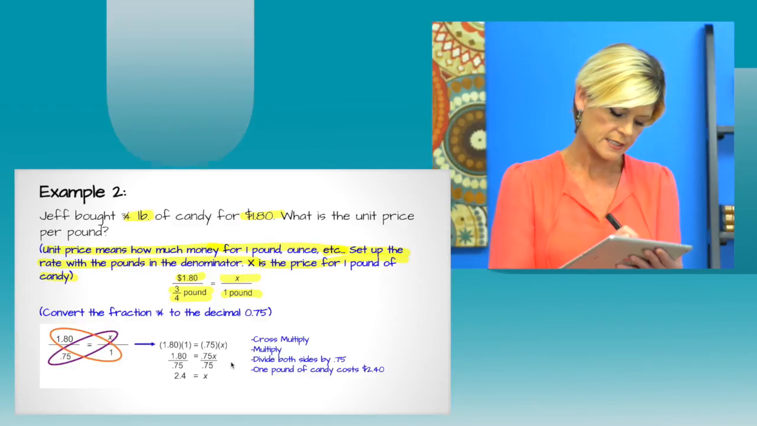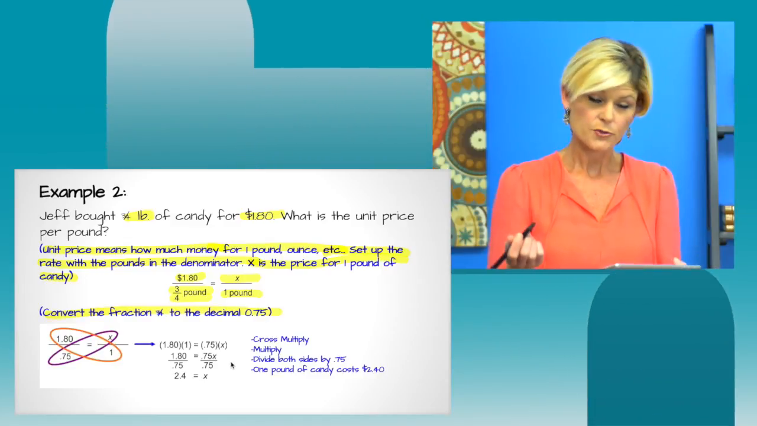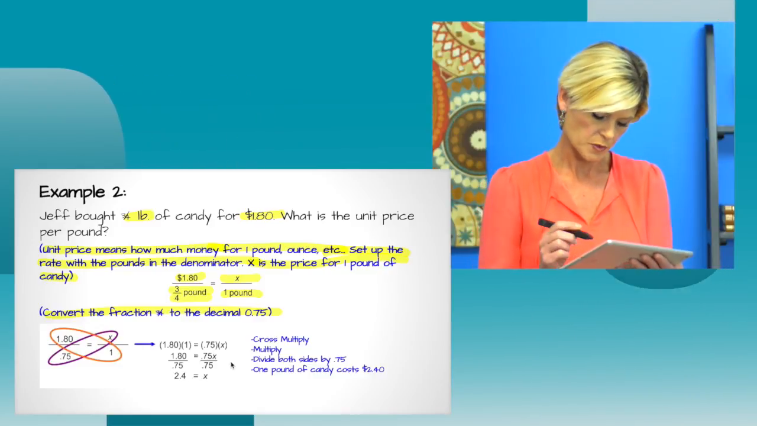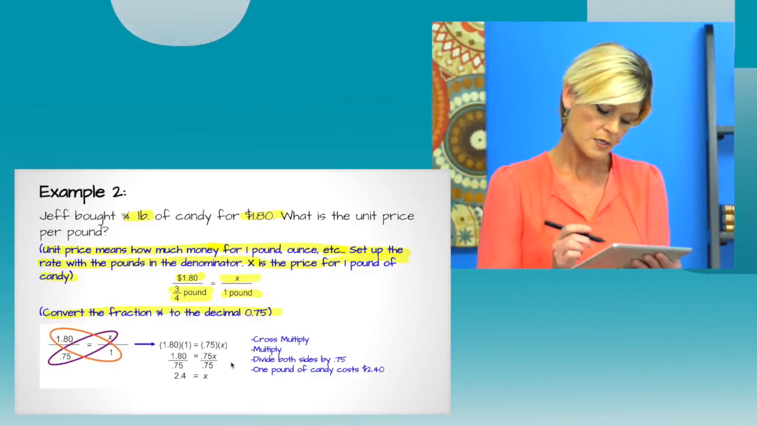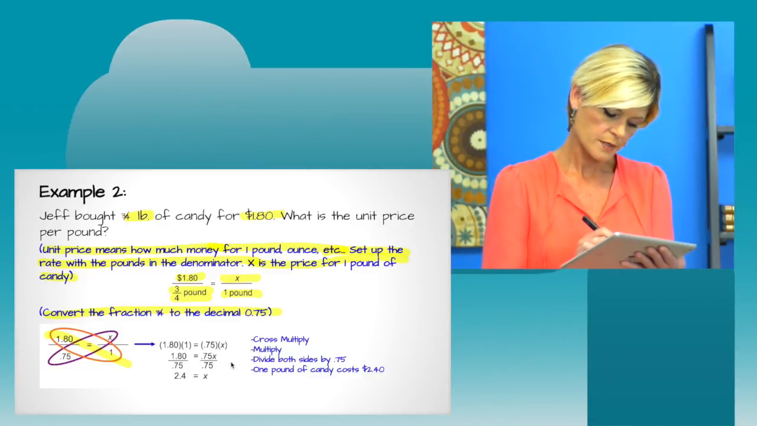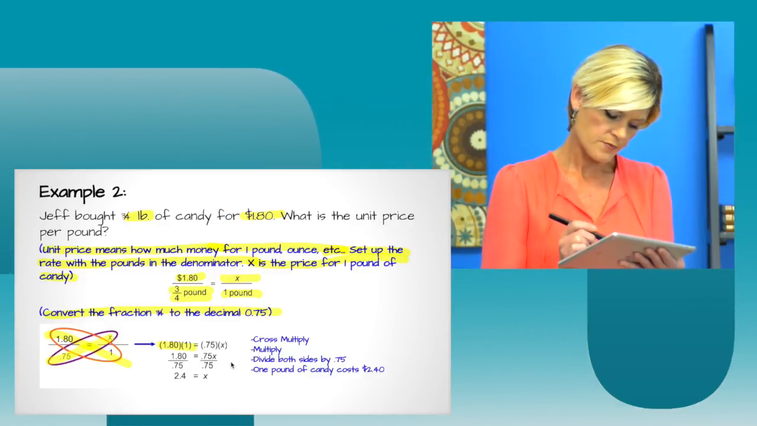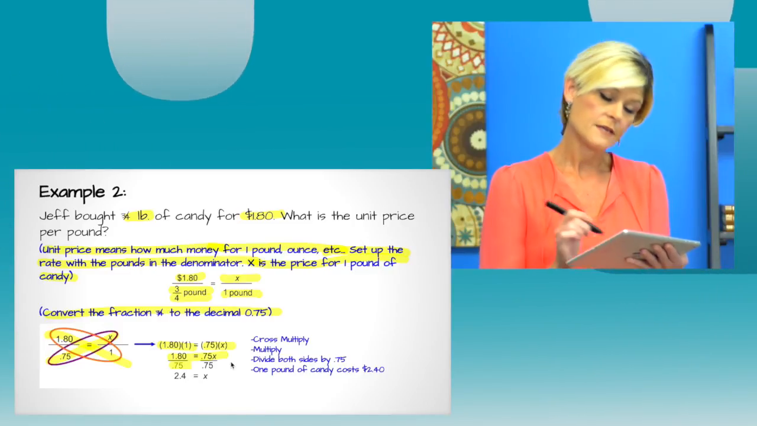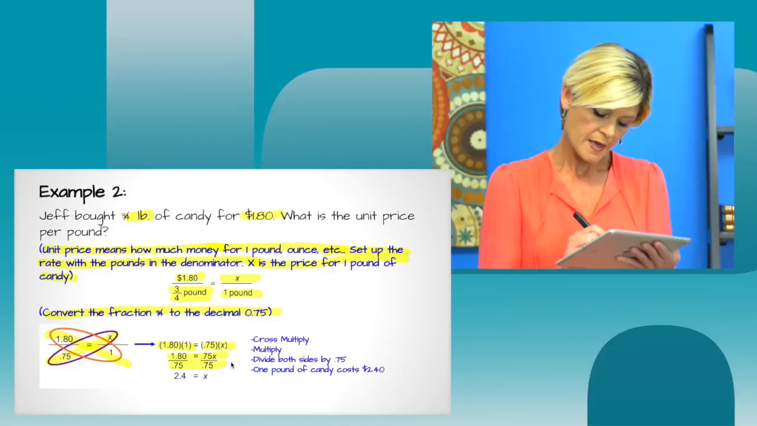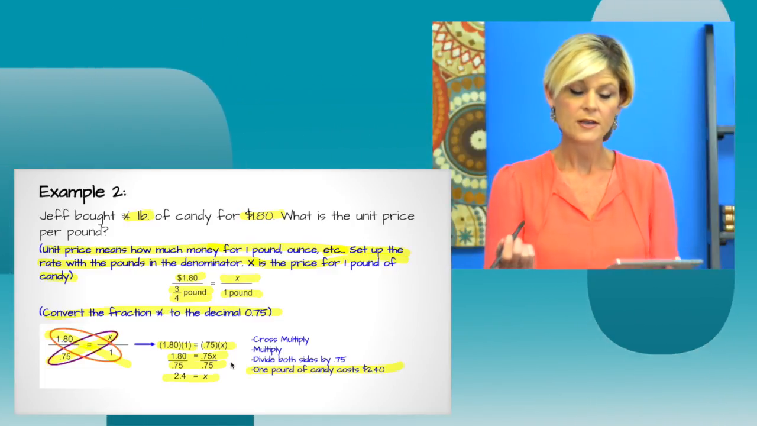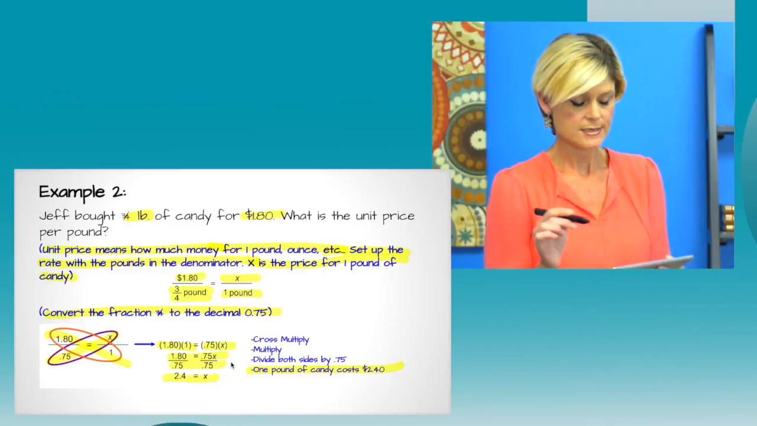Okay, the first thing I did is I simply converted the fraction 3/4 to the decimal 0.75 just to be simpler to work with. We always want to do that. The next step would be to cross multiply. So I do $1.80 times 1 equals 0.75 times X. Then I'm going to divide both sides by 0.75, and X equals 2.4. So now I know that 1 pound of candy costs $2.40.